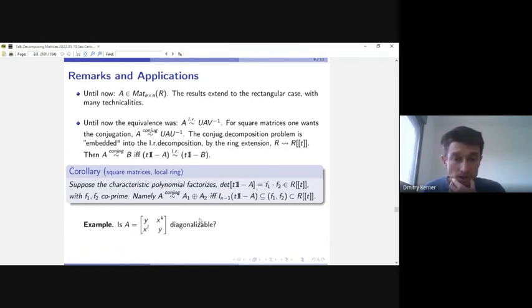So maybe let's return to the initial example. We have the same matrix, and now we want to diagonalize it not by left-right equivalence, but by conjugation. So let's see. We compute a characteristic polynomial. Here it is. Once again, we have to assume that k plus l is an even number.